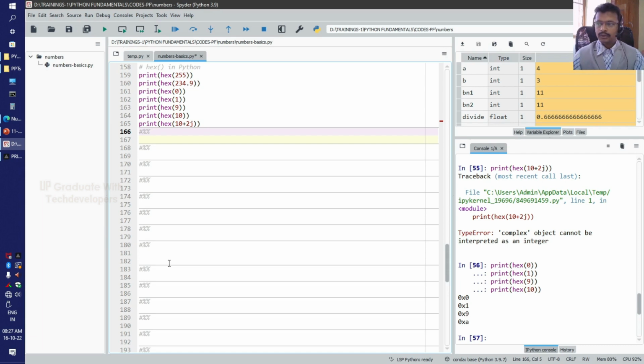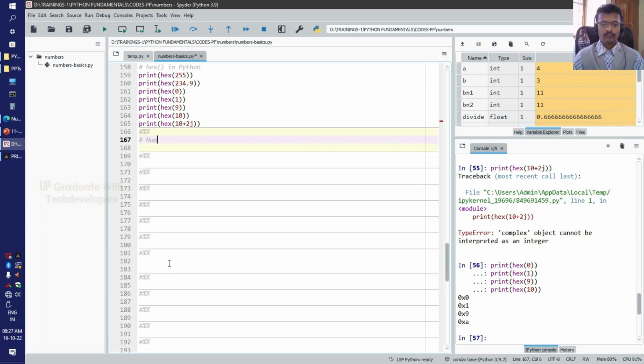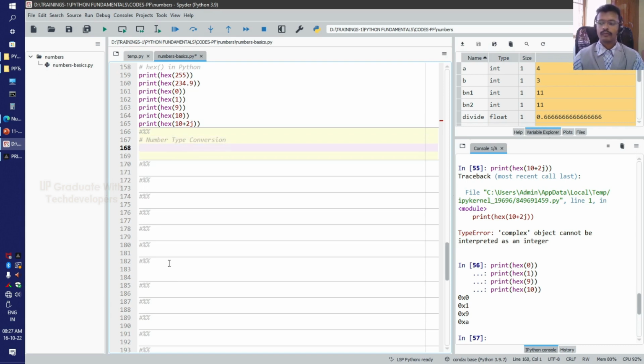Next we are going to talk about number type conversion. Python allows the conversion of data from one type to another type. We have already seen this, but how does it happen? It happens in two types. One is implicit type conversion and another one is explicit type conversion. Let us talk about implicit type conversion.